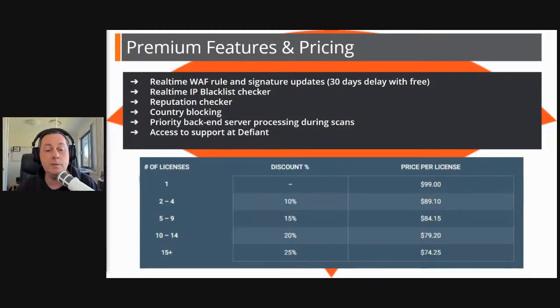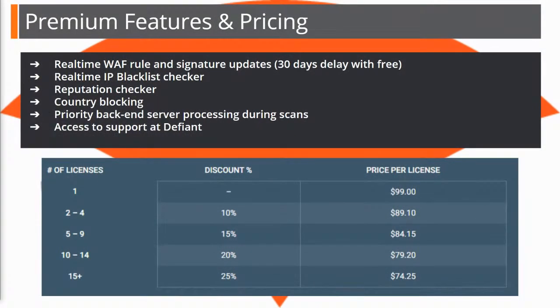As well as country blocking, they've got priority backend server processing. When these security scanners are scanning your website for threats, it's not all done locally, and they do use services on the back end. As a premium feature, you get priority access to that back-end processing. It's different servers that they use, so it's quicker, which means there's not as much drag or resource hog on your server when it's doing all that scanning. And of course, bundled in the premium, you get access to support from the Defiant staff.